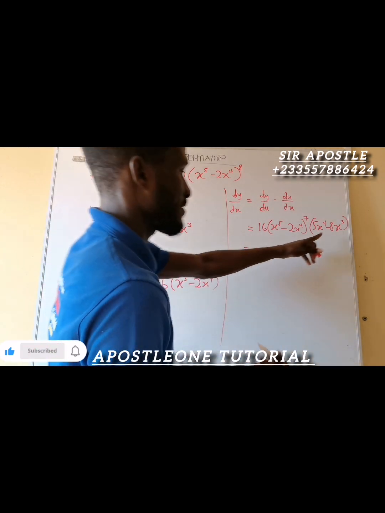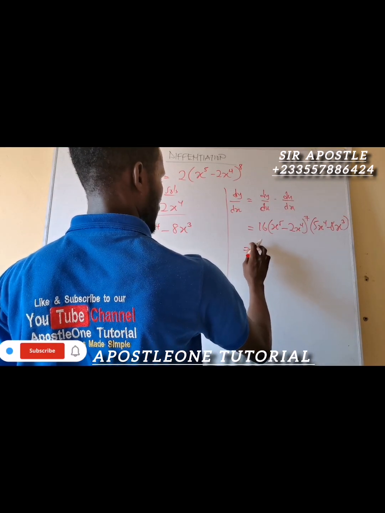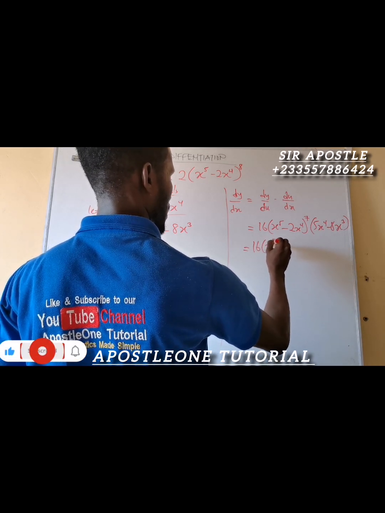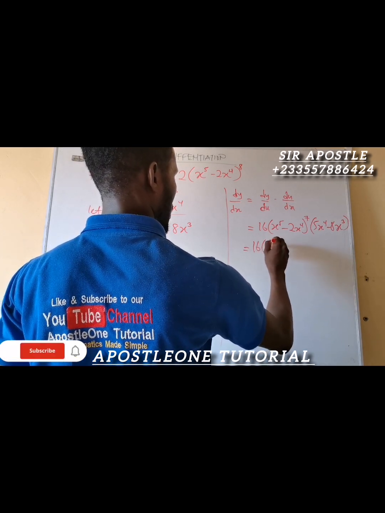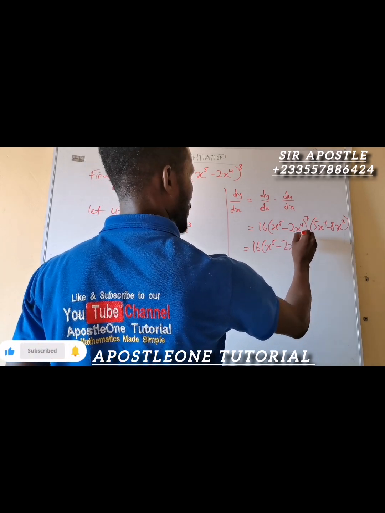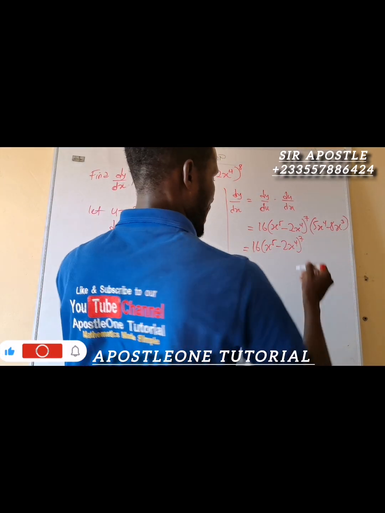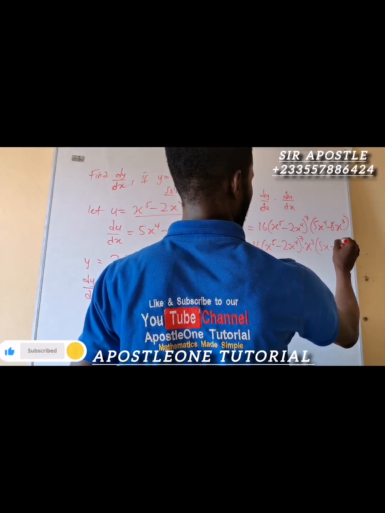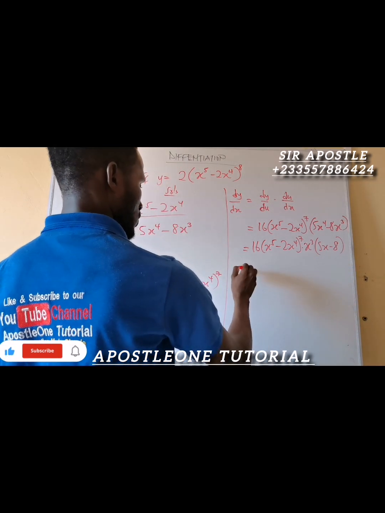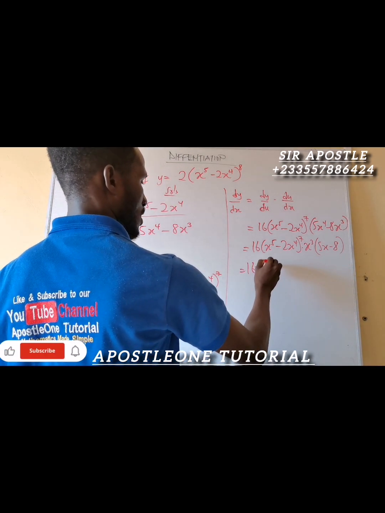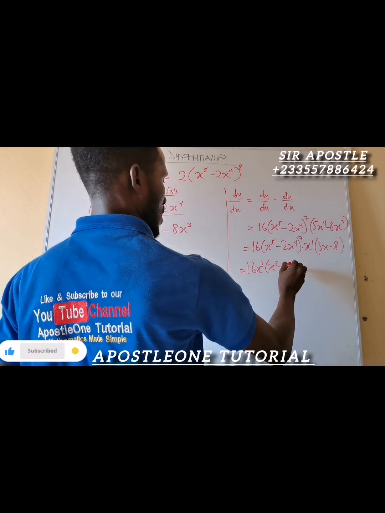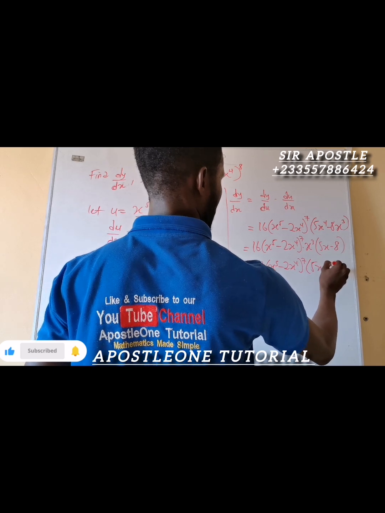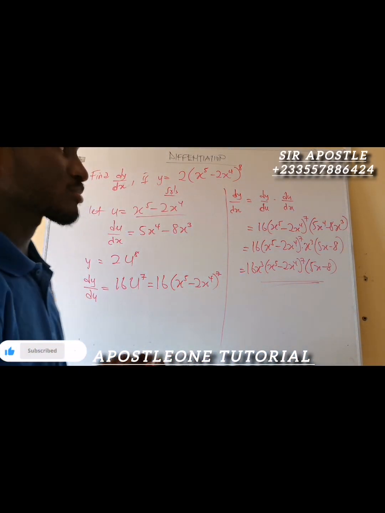Now you can still further factorize this one. So 16 times x exponent 5 minus 2x exponent 4 all exponent 7. I'm going to factorize x exponent 3. I'm going to get x exponent 3, then 5x minus 8. So this is 16x exponent 3 multiplying x exponent 5 minus 2x exponent 4 all exponent 7, multiplied by 5x minus 8. So this one is also very simple.